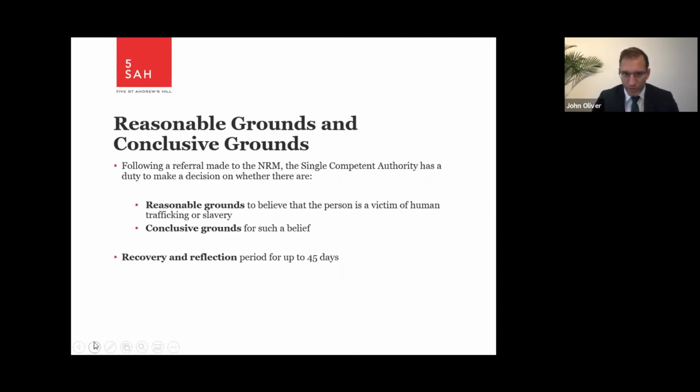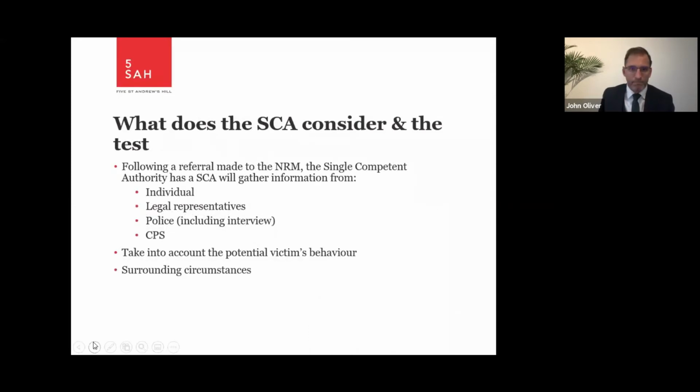Now, Sarah's already mentioned that the idea is that you get the conclusive grounds within 45 days, which is the reason why they made it that period. In reality, the way that works is that they're housed, if they're not already housed, in a safe place with the Salvation Army, most frequently. And various organisations intervene to try to gather information about that person. But if we can move to the next slide, please.